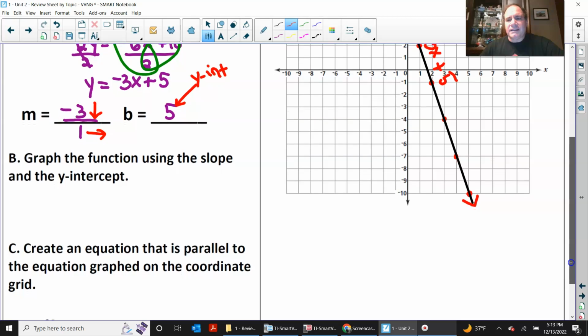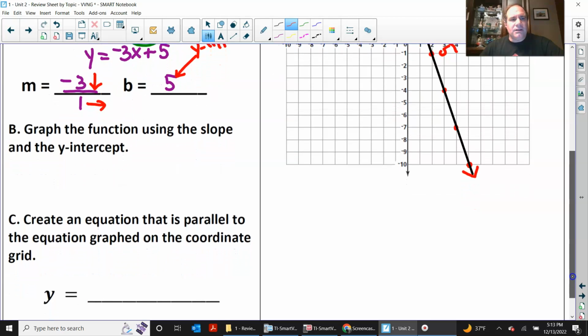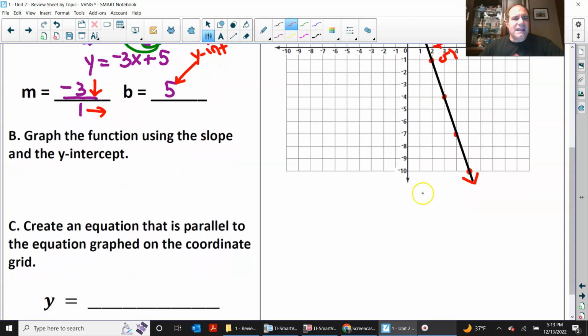Create an equation that is parallel to that. So y equals negative 3x plus 5 is what we're looking at here. Remember, every time you have parallel lines, they have the same slope, different y-intercept. So I'm just going to make one up. Same slope, negative 3x plus 4.